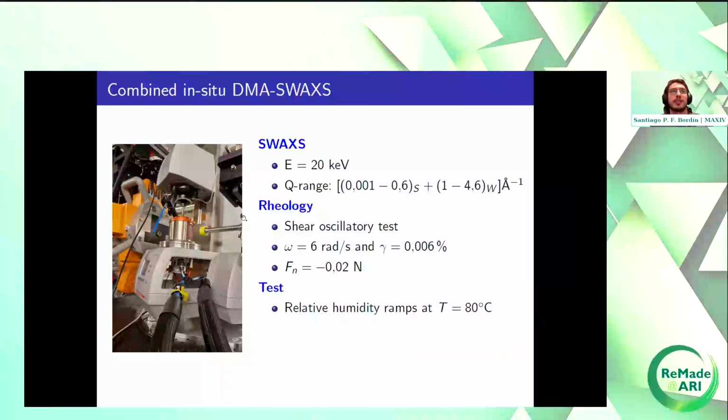For the rheology experiment, we take a shear oscillatory test. These are the parameters that we use. And we control a relative humidity ramp going down and up from 5% to 55% at a temperature of 80 degrees, with the intention to simulate the operating conditions of fuel cells.